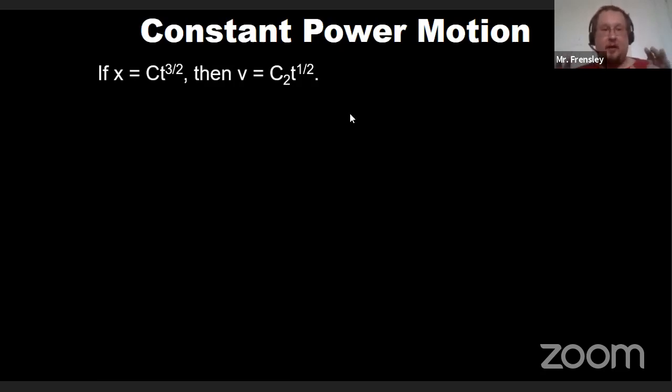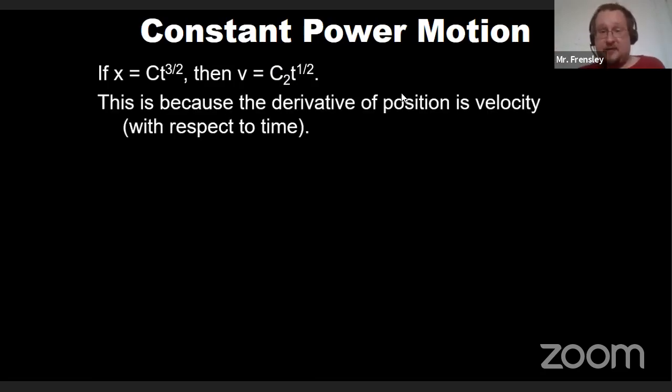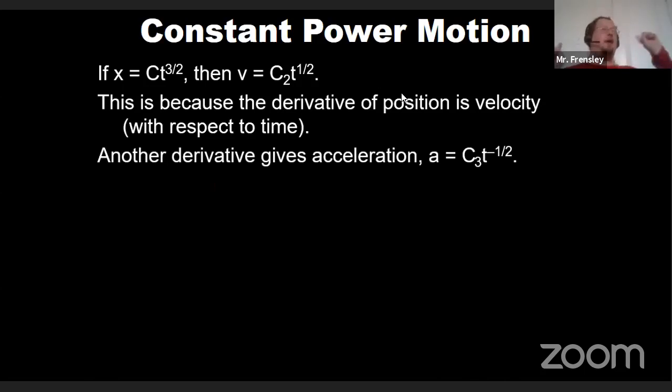So I'm really only making an argument with the exponents, all right? I put C2 for you just to show it's a different constant, right? Now, this is because position, velocity with respect to time. Now, if I take another derivative, then I get acceleration is something t to the negative 1/2, because you take one away from the power. I don't care what the coefficients are. They're not going to do the argument for me.